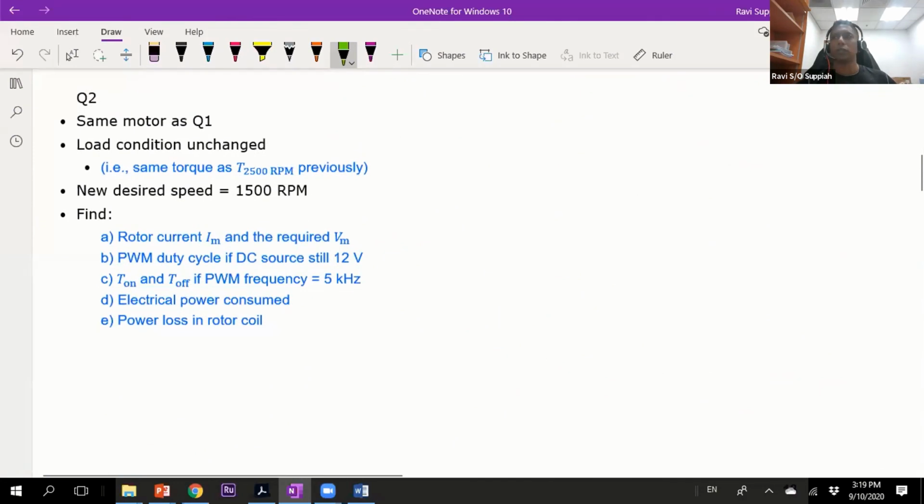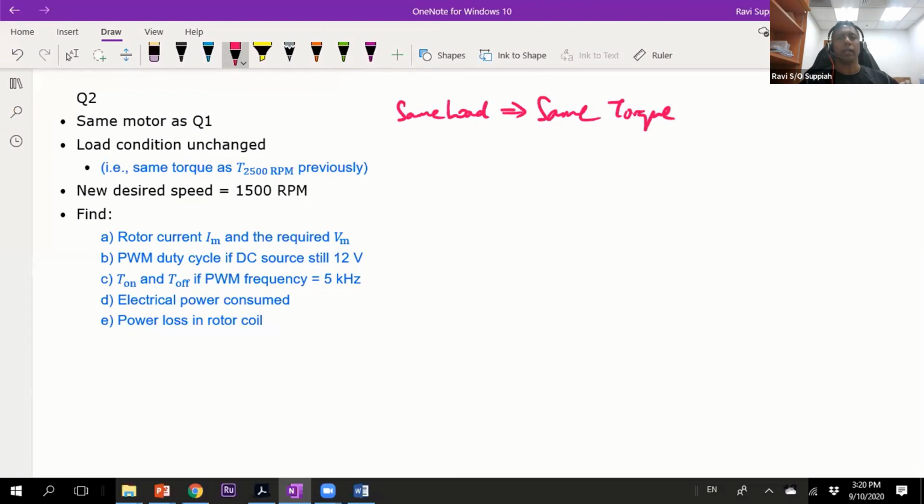For question 2, you are told that you are using the same motor as question 1 and the load condition is not changed. One thing you must always remember is if you are having the same load, it means you're having the same torque.